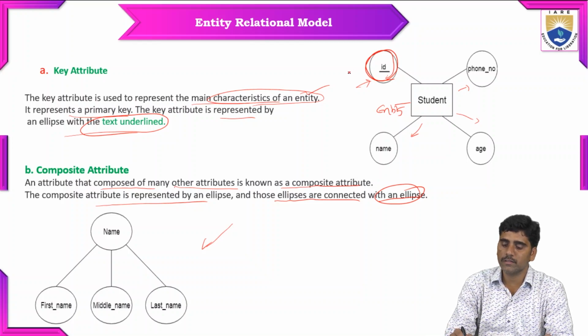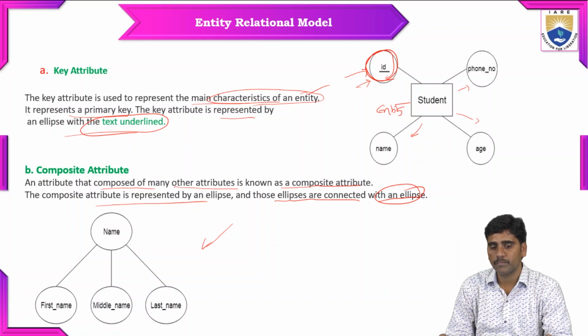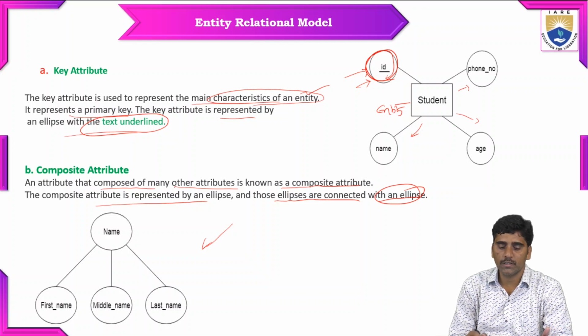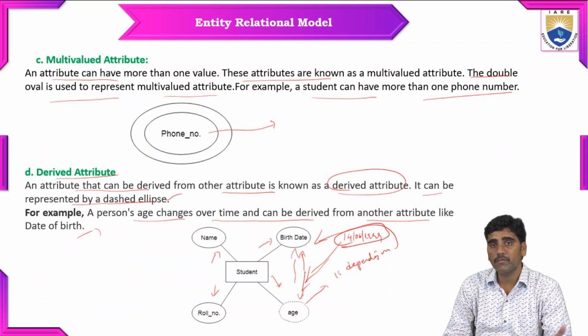It is identified as what? Text underlined. An underlined attribute is a key attribute. And here the composite attribute. So the composite attribute is nothing but what? An attribute that can be divided into more than one value, more than one other attributes. Then it is called a composite attribute.